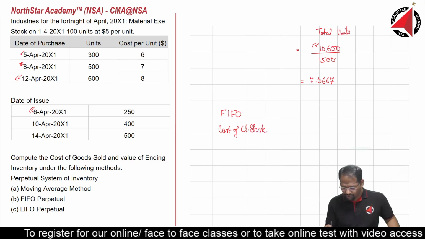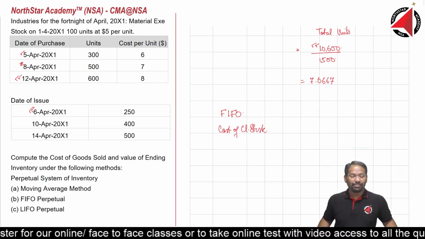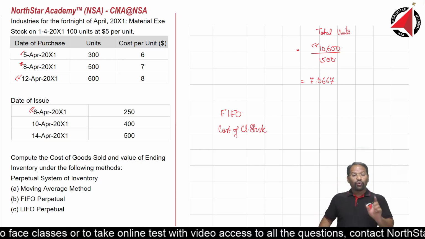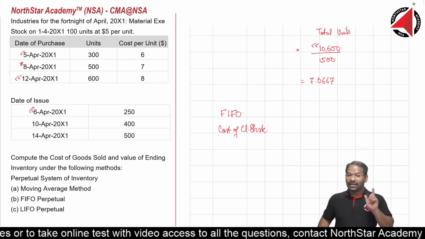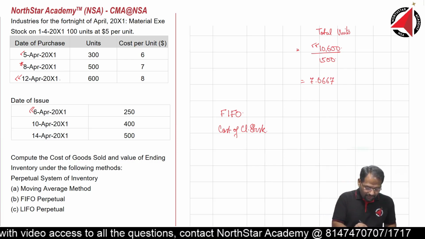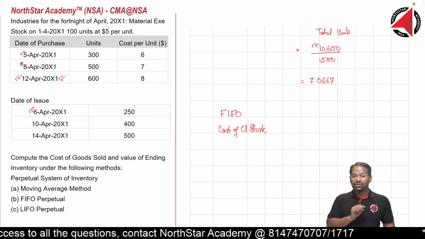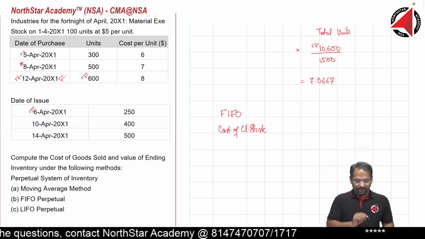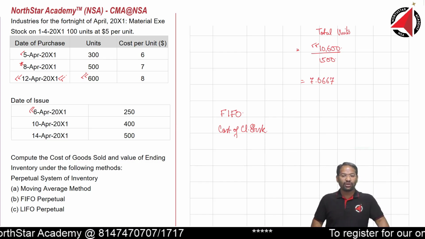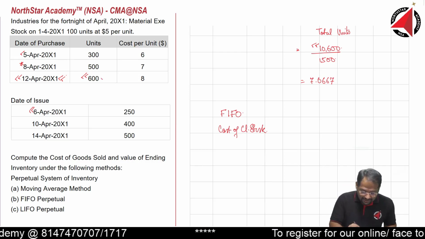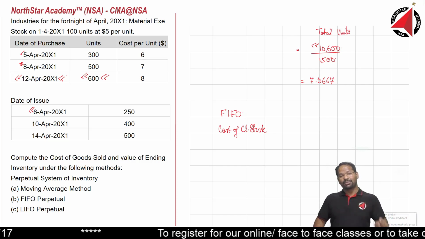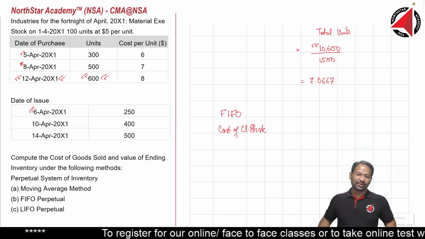Like I mentioned, we are going to find out the value at the end of the period. So at the end of the period, we know we have 350 units left. So go on to the last date. Which date? The last date when you made purchases. That was the 12th of April. How many units did you purchase? 600 units. And how many units do you have in the closing stock? 350 units. It is assumed that these units are lying in your closing stock. Which ones? The last purchases that you have done are what is lying in the closing stock.